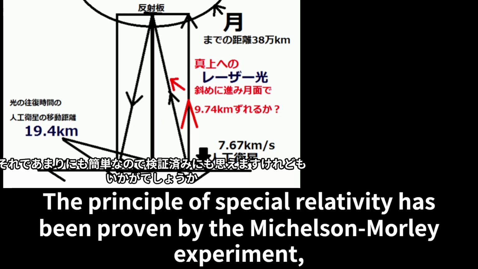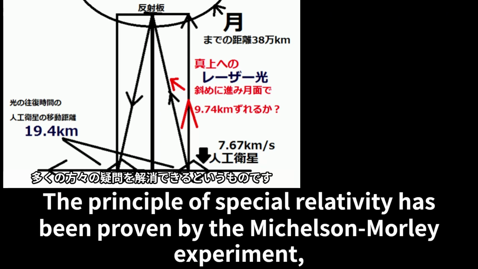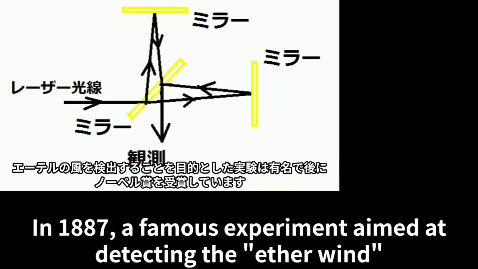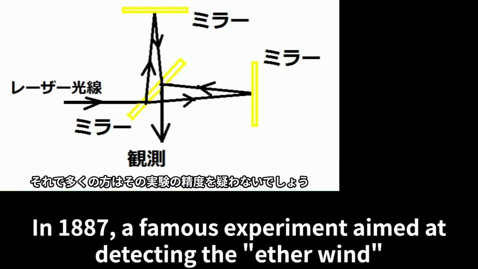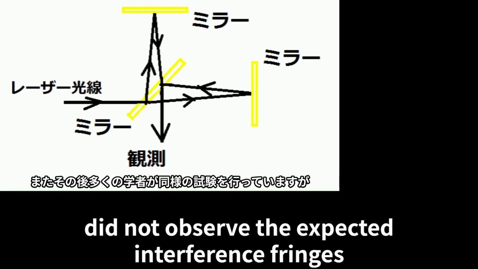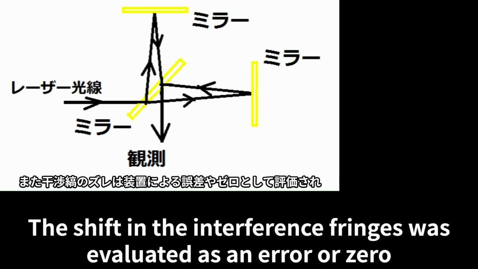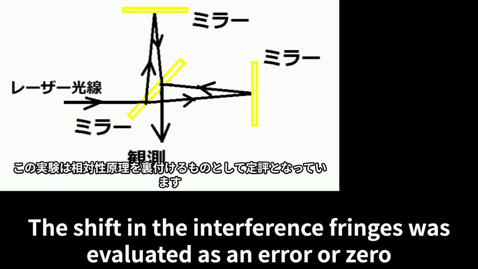The principle of special relativity has been proven by the Michelson-Morley experiment, but is that really the case? In 1887, a famous experiment aimed at detecting the ether wind did not observe the expected interference fringes. The shift in the interference fringes was evaluated as an error or 0.